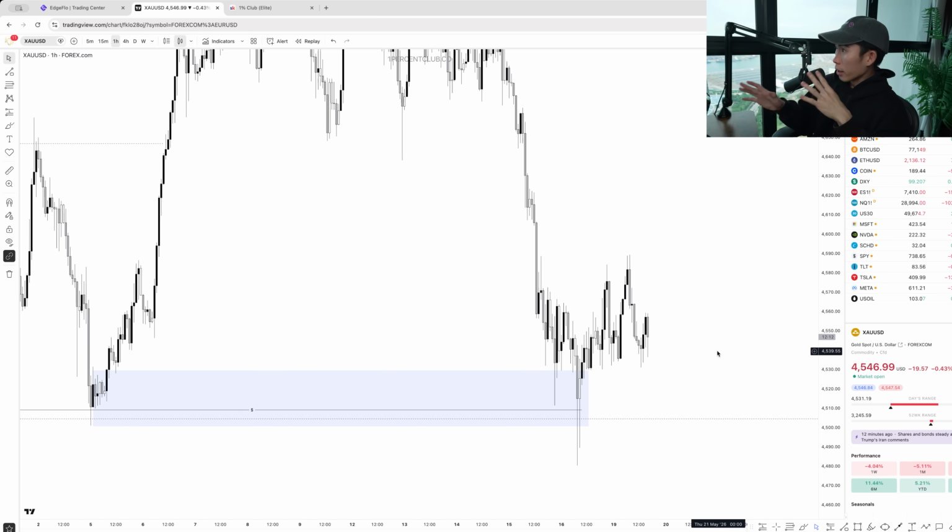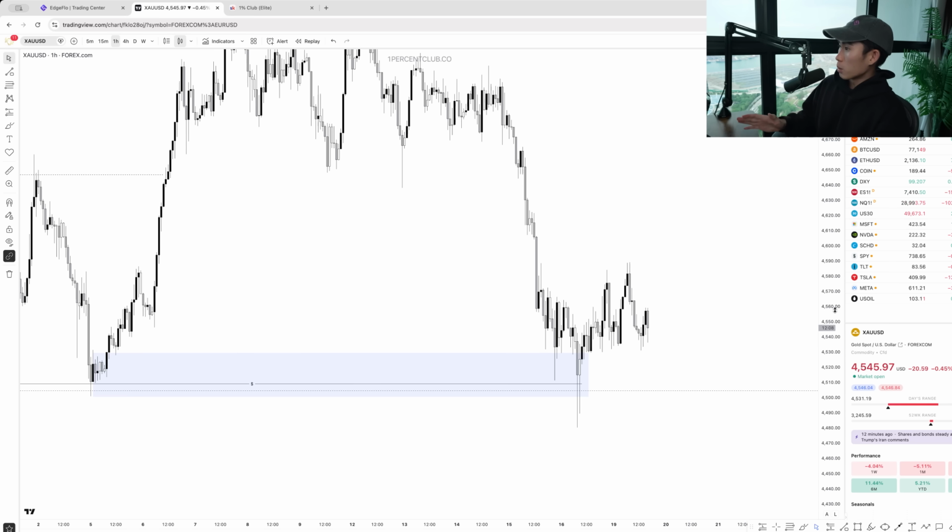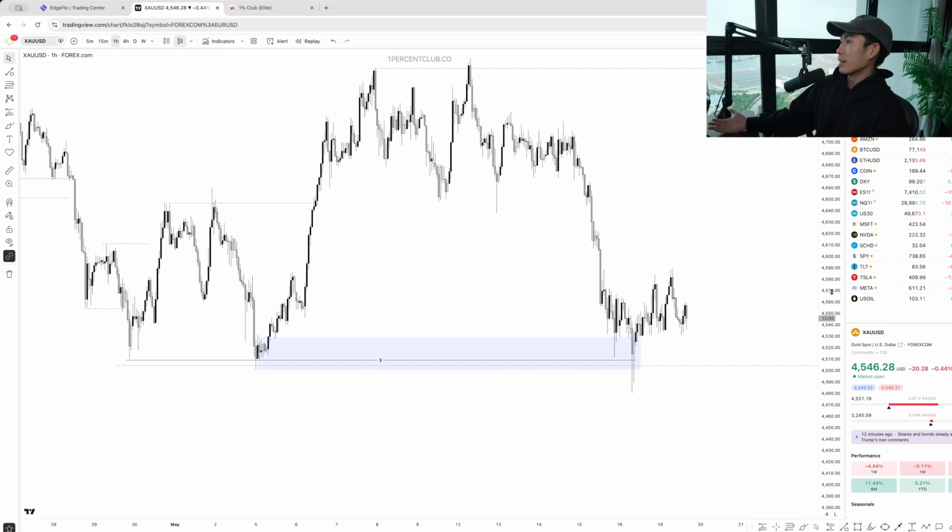So all of those signs right there just tell us that, hey, maybe price is not as bearish as I think it is. Once again, this is so important for you guys to understand, to perceive the objective reality of price rather than your subjective perception of price.